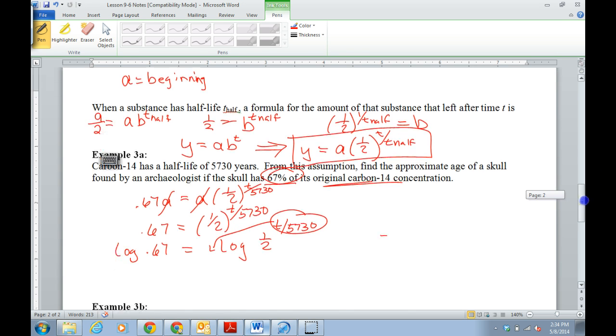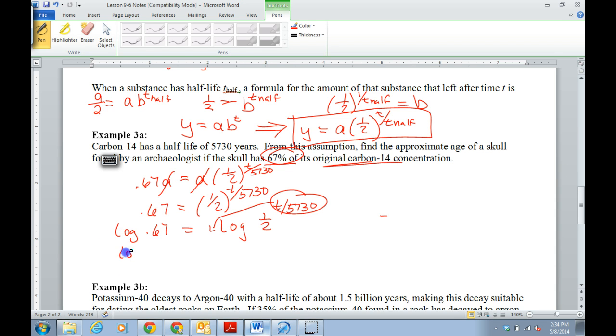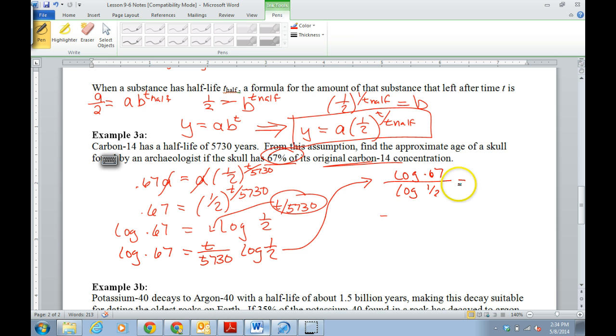Okay? So now I have log 0.67 equals t over 5730 of log of 1/2. How do I get rid of my log of 1/2? Divide both sides. Okay, so I'm going to go up to here now because I'm running out of room. This will be log of 0.67 divided by log of 1/2 equals t over 5730.